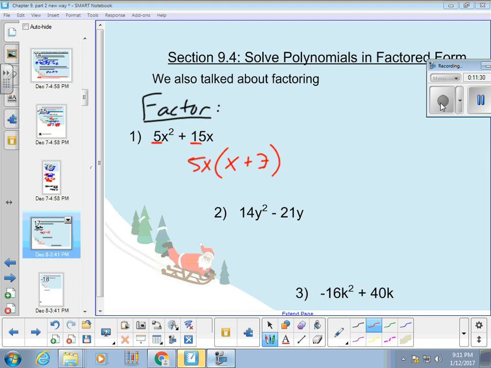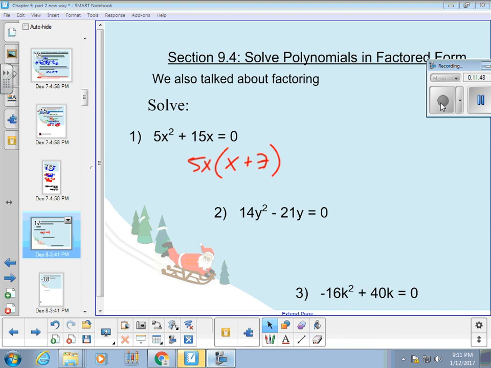Well, now, going into today, what if instead of it just saying factor, this problem said solve? And this actually was 5x squared plus 15x equals 0. And 14y squared minus 21y equals 0. And same thing for the last one. What if these were all equations and you had to solve them? Well, all that would change is now that once I've done the factoring part, I got to find my 2 solutions. And we know there's 2 because in the original problem, it is degree 2. So that tells me I should have 2 values for x that work here. So x equals, well, 2 different solutions.